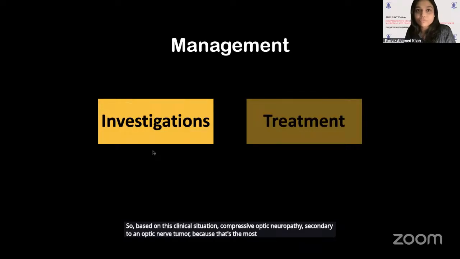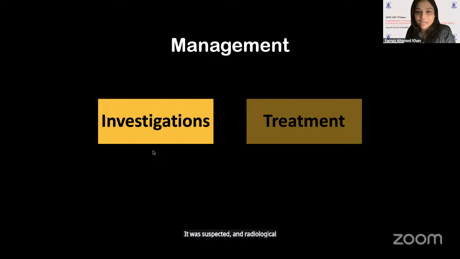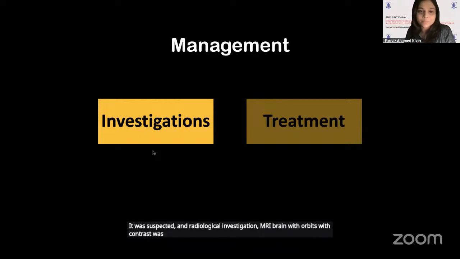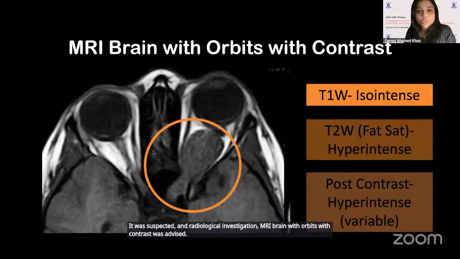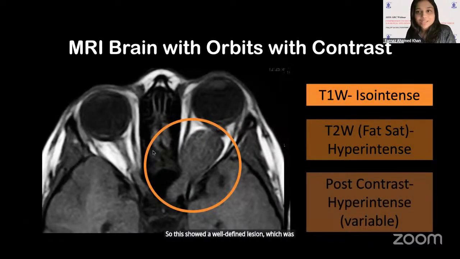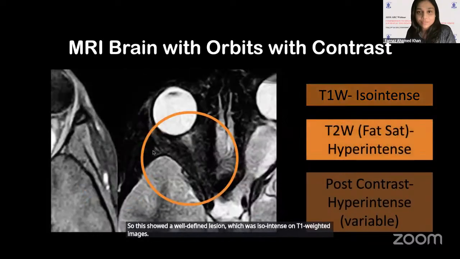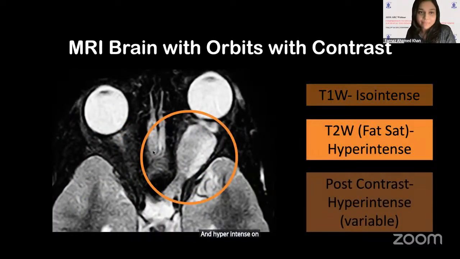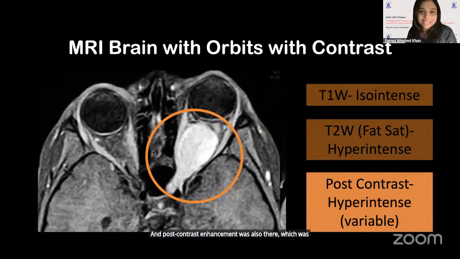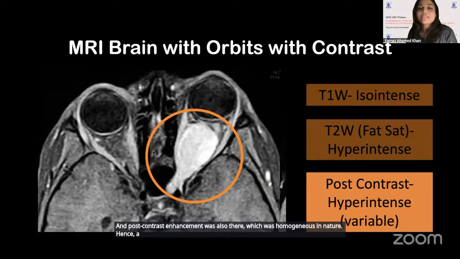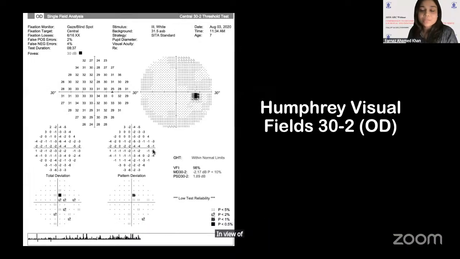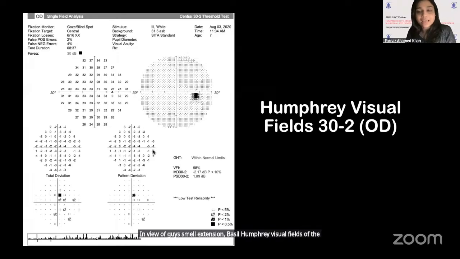Based on this clinical situation, compressive optic neuropathy secondary to an optic nerve tumor was suspected, because that's the most common cause of axial proptosis in childhood, and MRI brain with orbits with contrast was advised. This showed a well-defined lesion, iso-intense on T1 weighted images and hyper-intense on T2 weighted images, especially in fat saturation sequence. Post-contrast enhancement was homogeneous in nature. Hence, a clinico-radiological diagnosis of optic nerve glioma with chiasmal extension was made in this 7-year-old child. In view of chiasmal extension, baseline Humphrey visual fields of the right eye was done, and this was found to be normal.